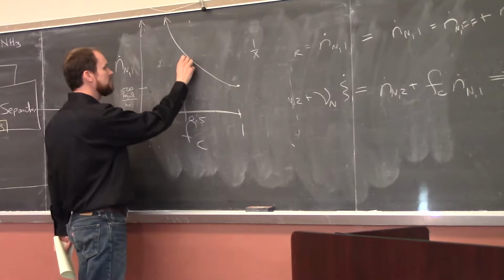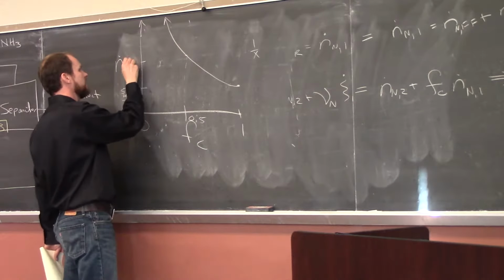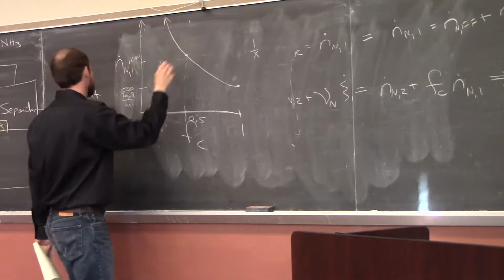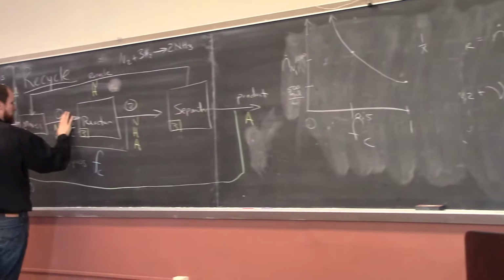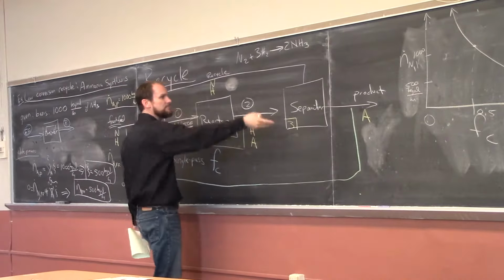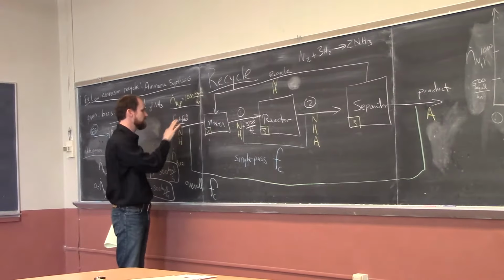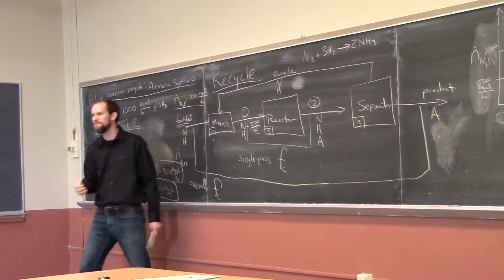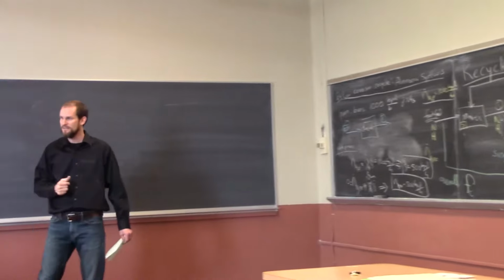Now the fresh feed rate is twice that. That'd be 1,000. So that makes sense. Maybe if we put 1,000 in, we'll react 500. We'll get 500 out the product. We'll recycle 500 back. 500 plus the 500 in the fresh feed gives me 1,000. It all works out.